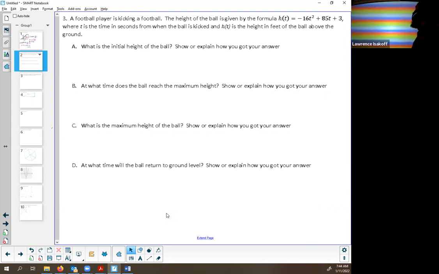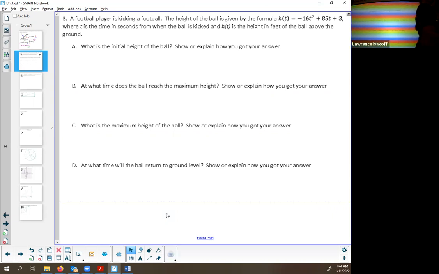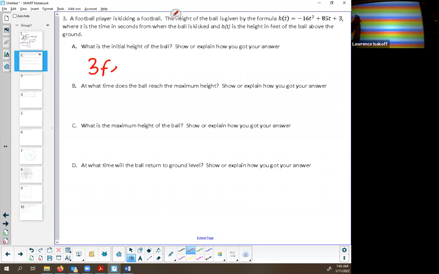So with this, the initial height of this is always really easy. The initial height's whatever's added on the end. So whatever your C value is, that's like your starting height. So what's the initial height? The initial height is 3 feet.